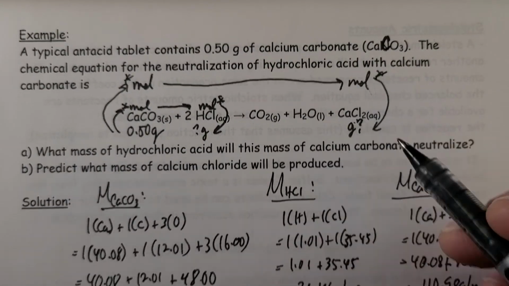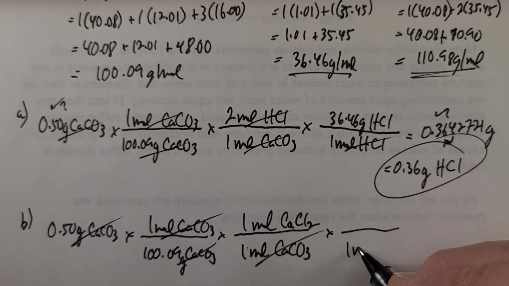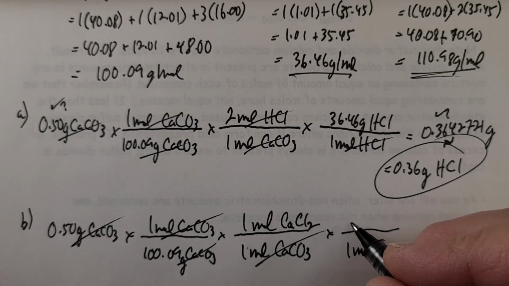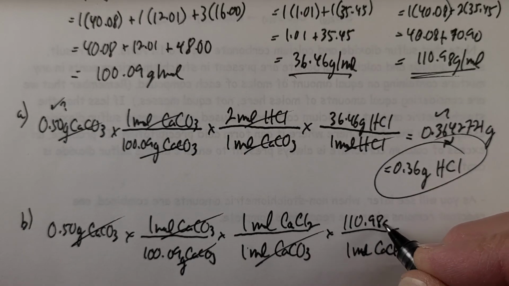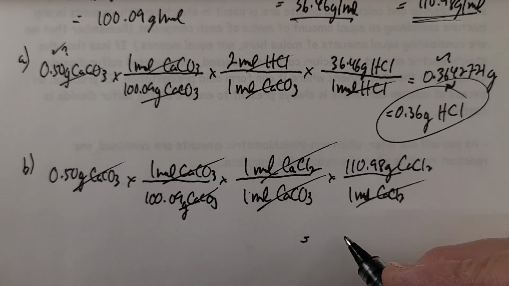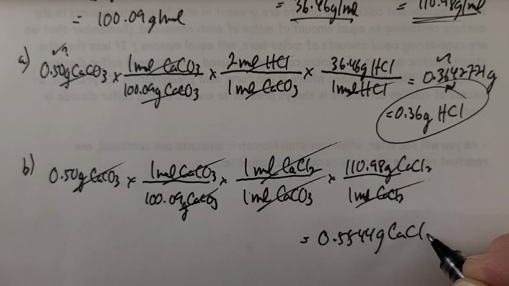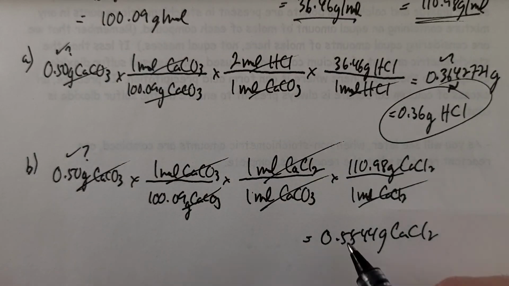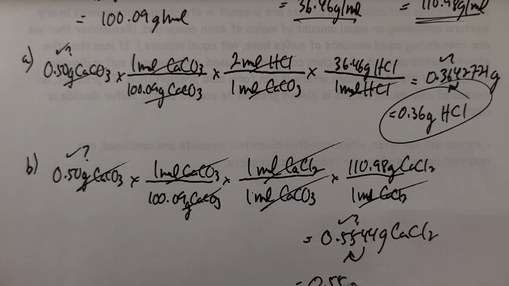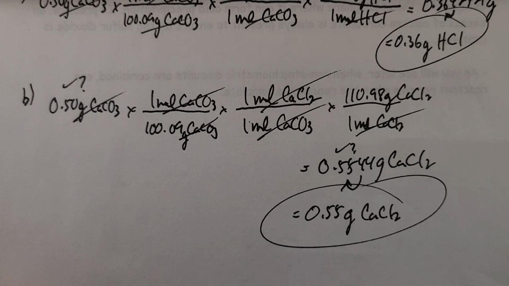Okay, and then lastly, change to grams by using the molar mass. So 1 mole of calcium chloride is 110 grams of calcium chloride. So that cancels. If you plug that in your calculator, I think we get 0.5544 grams of calcium chloride. But again, we got 2 sig figs, 2 sig figs. That's a 4. So that's just going to simply stay as 0.55 grams calcium chloride. So same process for A and B.